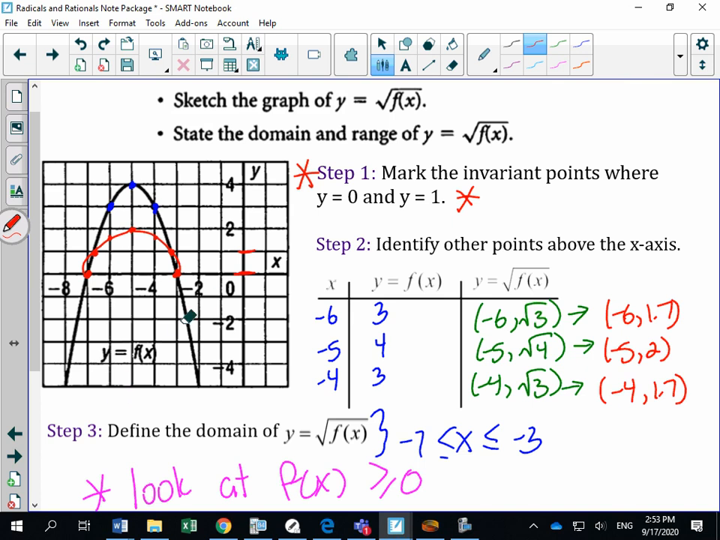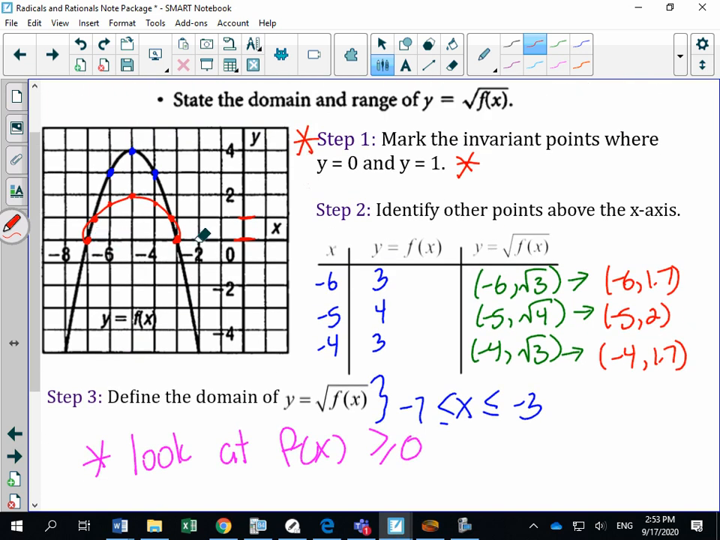Let's check if I did my domain correctly. I said that the domain of my radical is going to be less than -3, which is these points here, and greater than -7, which is those points there. So I did that correctly in order to get the domain of my radical.